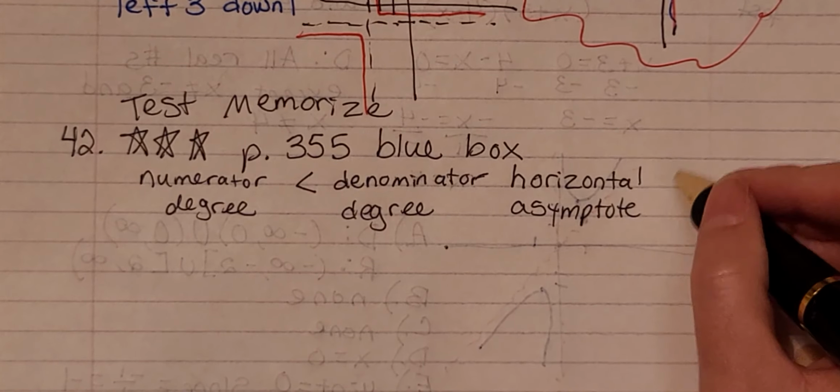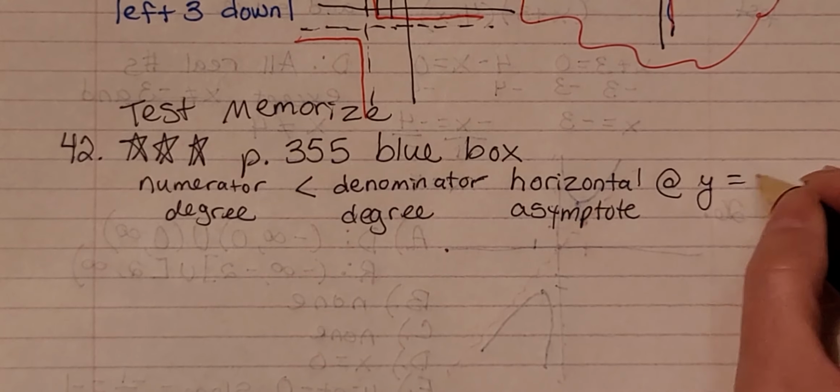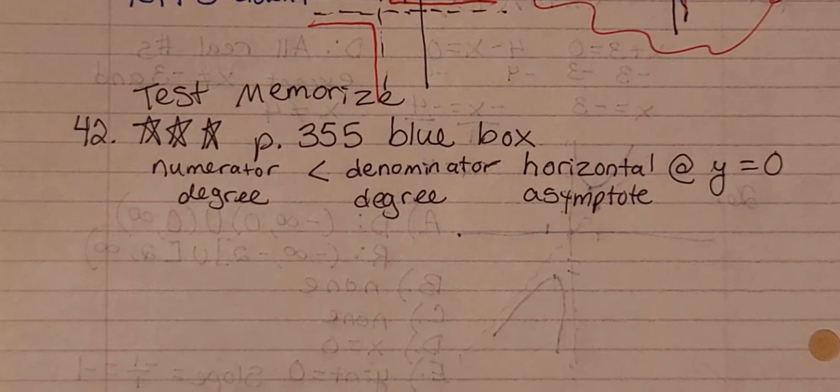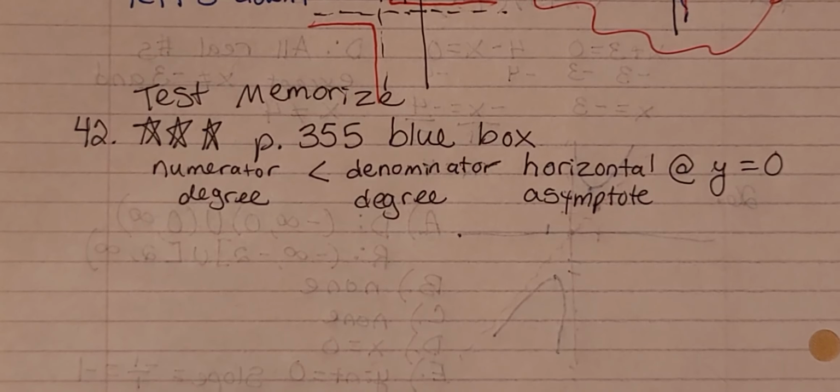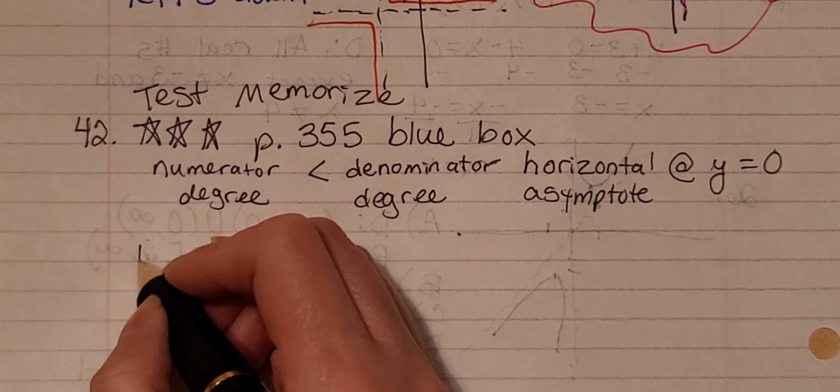Horizontal asymptote at y equals 0. All right, now if the degree is 1 more in the numerator than the degree in the denominator, you're going to have an oblique asymptote, and you would have to do long division to find that.